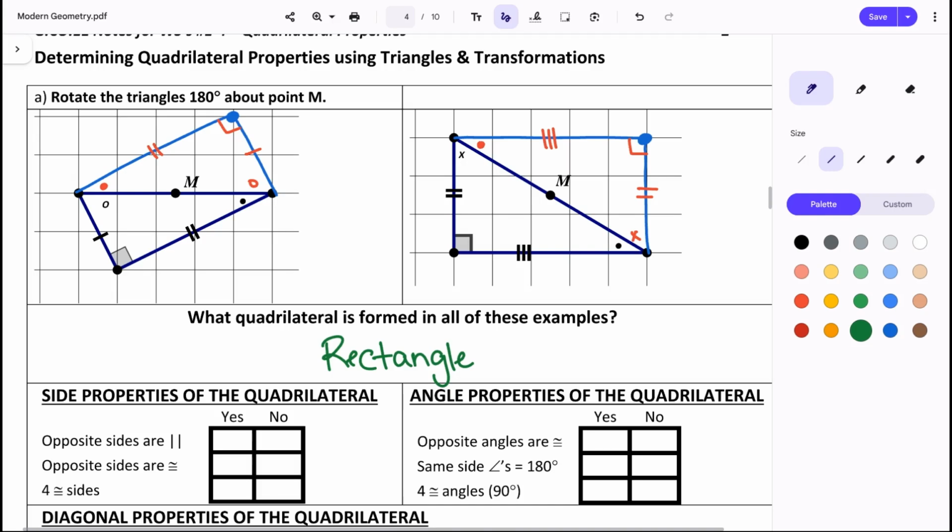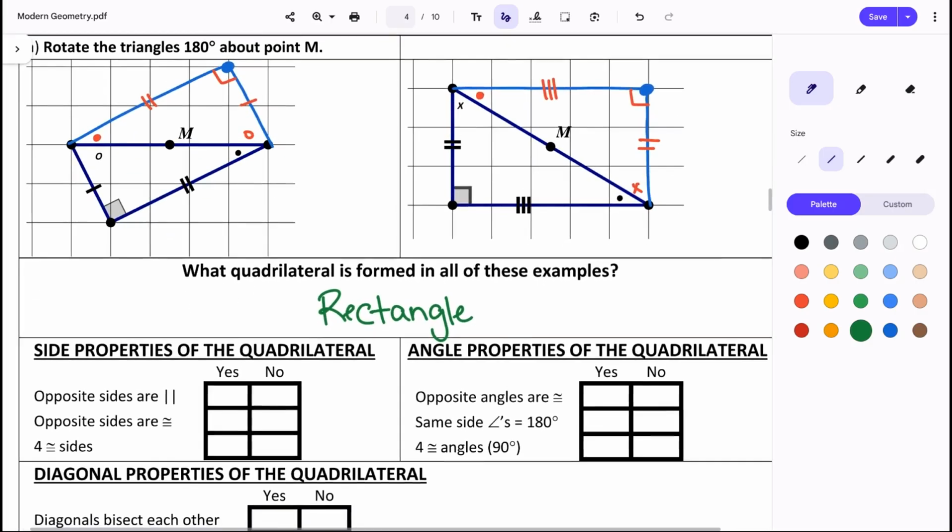Now, we might discover some things that yesterday we said no to for a parallelogram that we're going to be able to say yes to now, because we are dealing with the rectangle. So it is a slightly different shape, so it might have more of those properties that a parallelogram didn't have yesterday. Okay? But don't overthink this. This is not supposed to be super hard when we're answering these kind of questions.